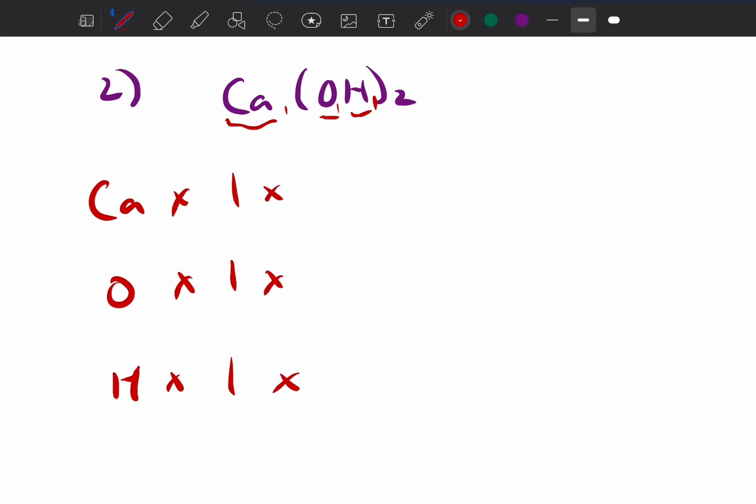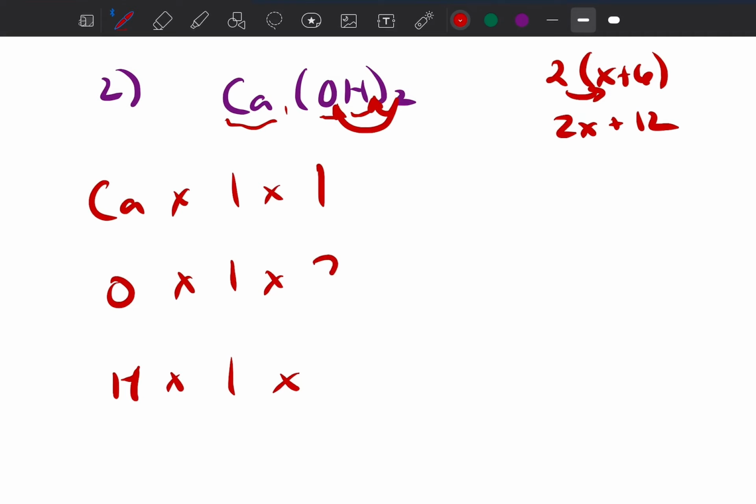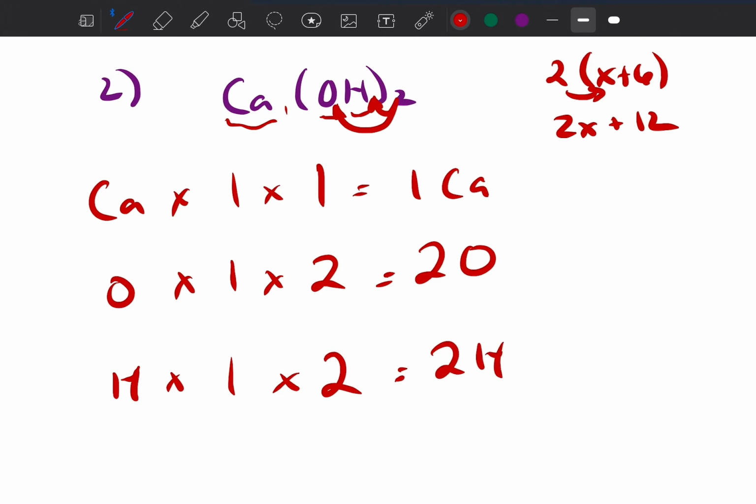Now the difference here is we have a bracket. For a bracket, just like in math, when you have something like 2 times (x + 6), this would be 2 times x, which would be 2x, and 2 times 6, which would be 12. We're going to do the same thing. We're going to take the 2 and multiply it by the oxygen, 1 there. Calcium has no brackets, we're just going to say times 1. Oxygen times 2, and hydrogen times 2. Now we're going to multiply that through. So we're going to have 1 calcium, 2 oxygen, and 2 hydrogen for a total of 5 atoms.